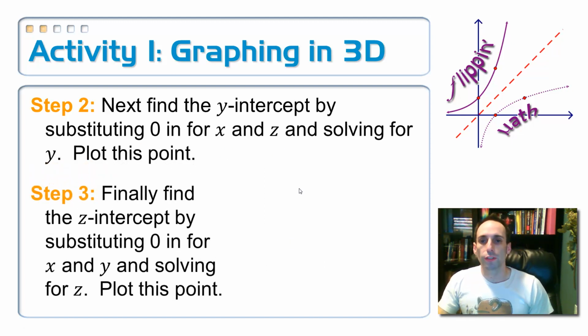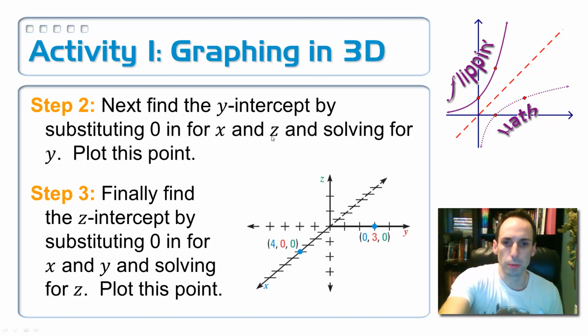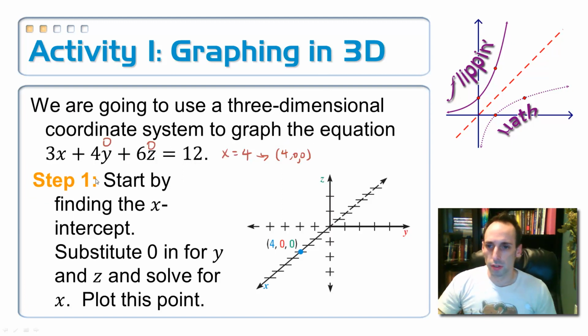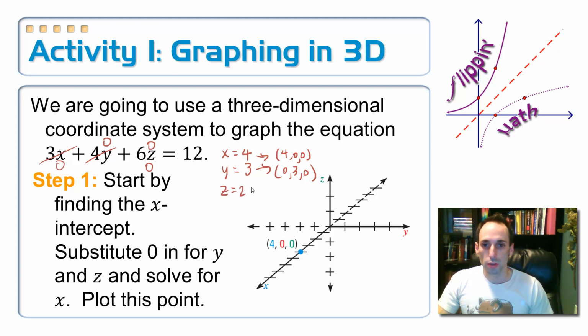Okay, so let's next find the y-intercept by substituting in 0 for x and z. Remember the equation was, I don't even remember the equation. Let me go back here and see this. Let's just do it right here, and then I can plot the points in a second. So to find the y-intercept, we make 0 for x and 0 for z. I'd be dividing by 4, so that means that y is equal to 3, and that would correspond to the point 0, 3, 0. And then finally, if I'm finding the z-intercept, I would make x equal 0 and y equal 0. I'd be dividing by 6, and z is equal to 2. So that corresponds to the point 0, 0, 2.